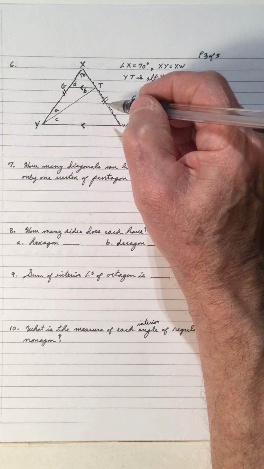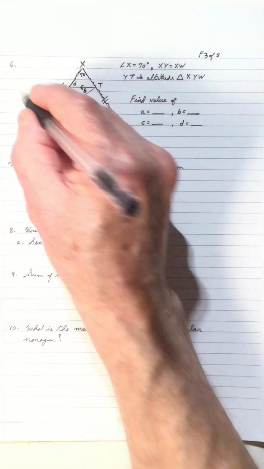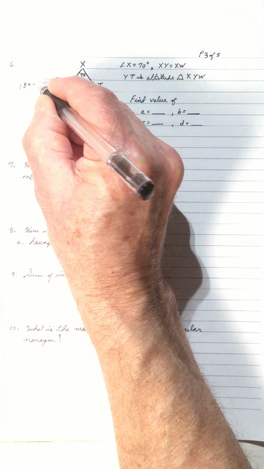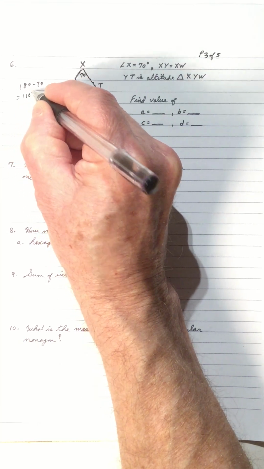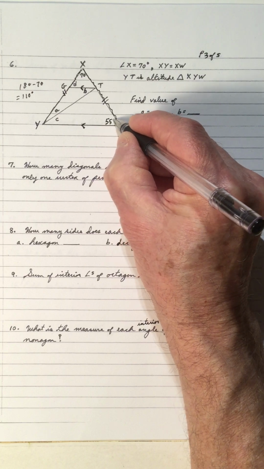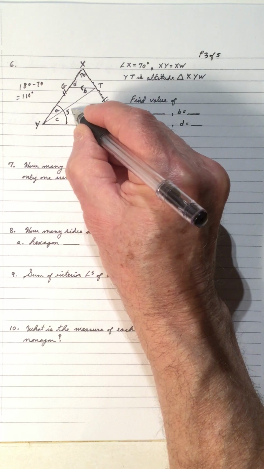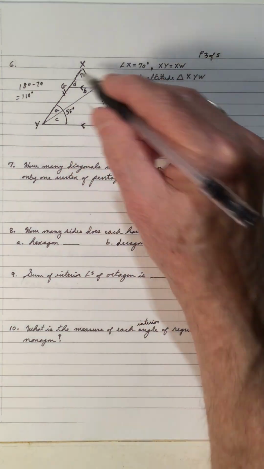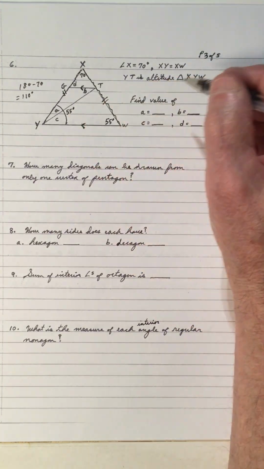Since two sides are equal, that makes it an isosceles triangle. That means the base angles are equal. So 180 minus 70 leaves us with 110. And 110 divided by 2 is 55 here, and this one is 55. If two sides are equal, the angles opposite those sides are equal. So these two angles are 55.